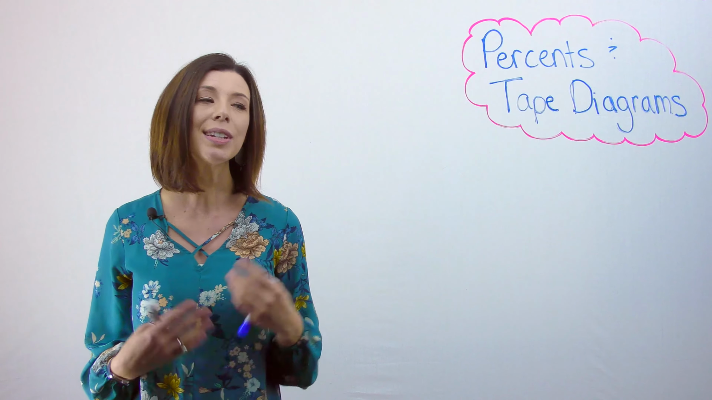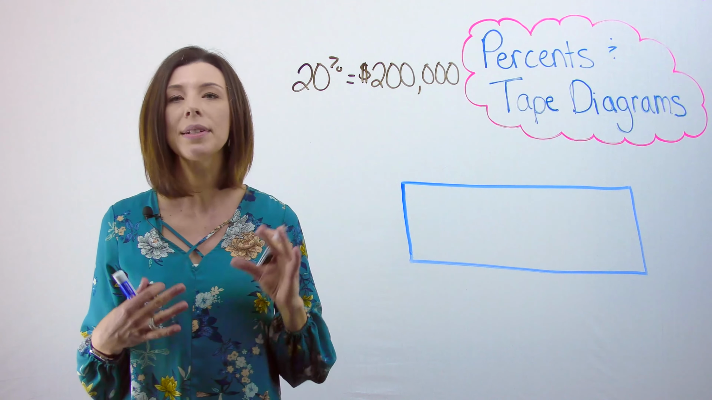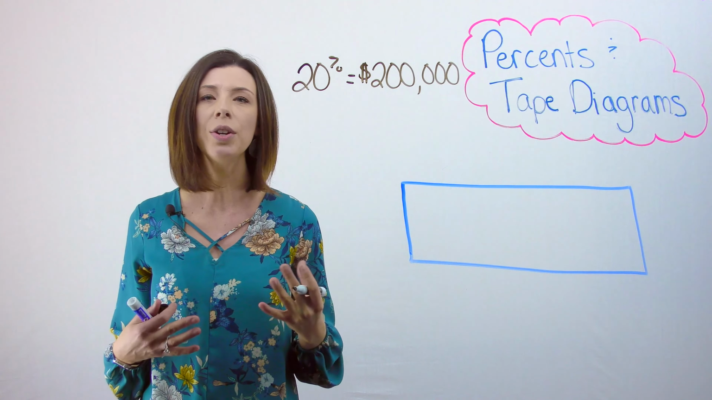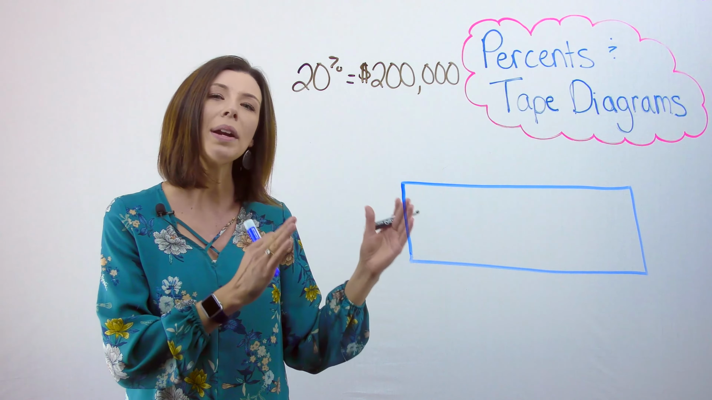What I want you to do first is start by drawing a rectangle. And let's write down what we know. We know that for 20% equity in the company, he offered $200,000. The next thing we need to think about is how many copies of 20% are in 100%. Remember, 100% would be our whole. This rectangle right here represents my whole. So if I think about how many times 20 can go into 100, I know it can go in 5 times. So there's 5 copies of 20% in a whole.